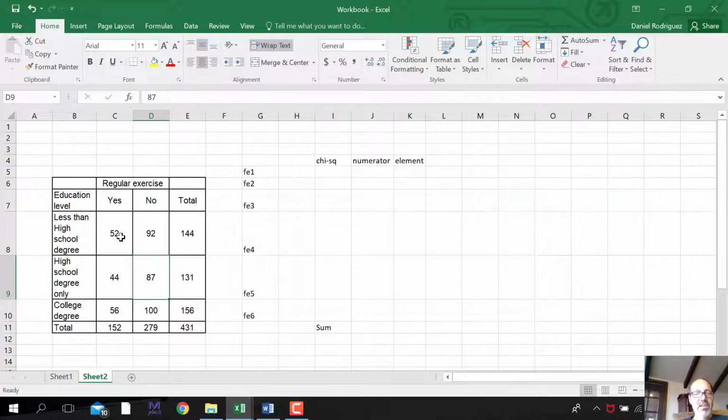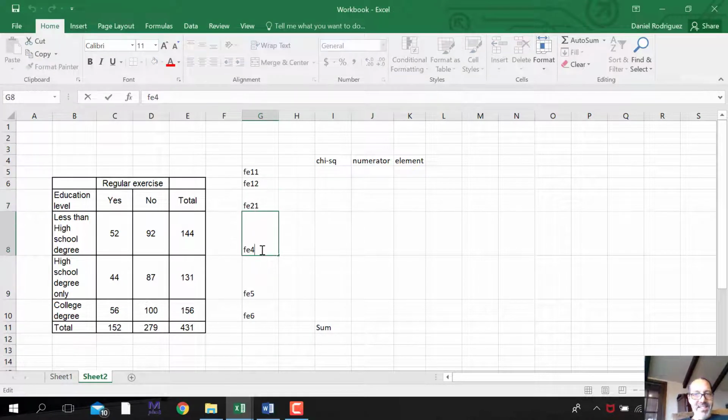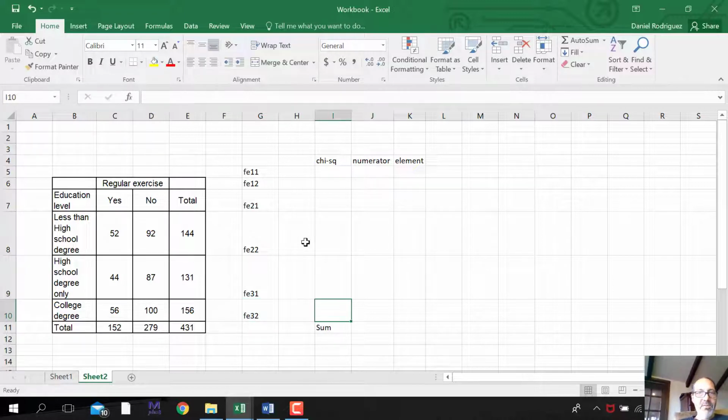Just for the sake of simplicity, I'll put a 1 here. So that's frequency for cell 1, 1, and then cell 1, 2. I'm going to make this official: 2, 1, to make it easier for you to follow. 2, 2. 3, 1. 3, 2. There you go. All right, so now we're all set.